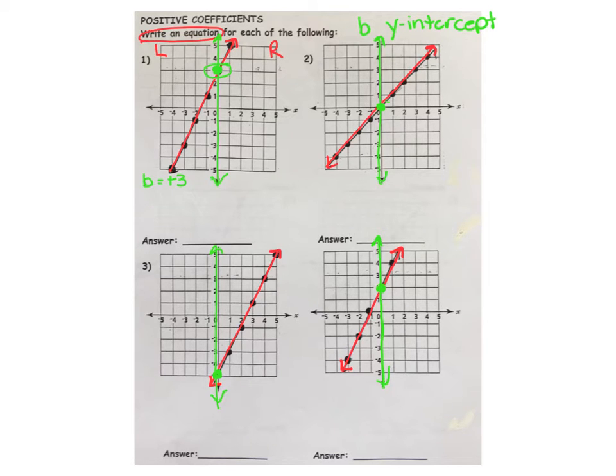In the second graph, this is a proportional equation. Our b value or our intercept is 0. In our third, our b value or our y-intercept is negative 5. And finally, in our fourth graph, our y-intercept is positive 2. Well, that takes care of the intercept for each of these.